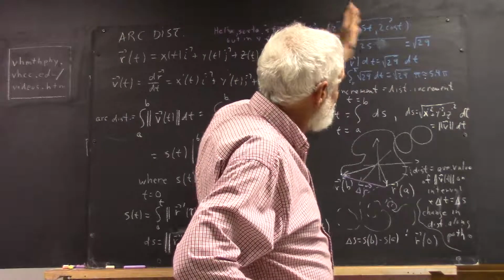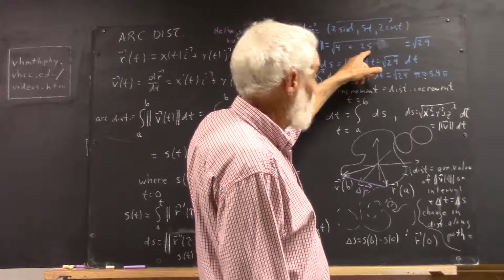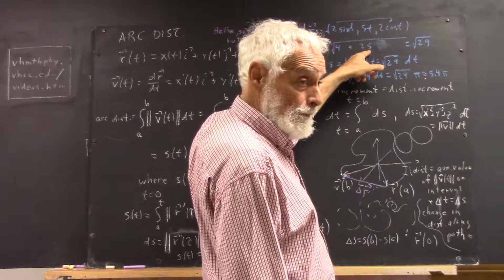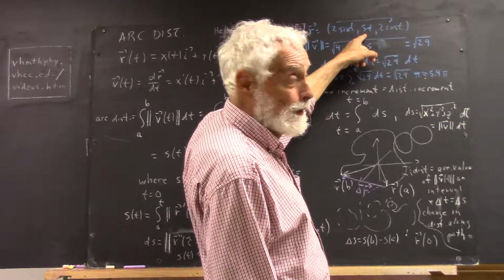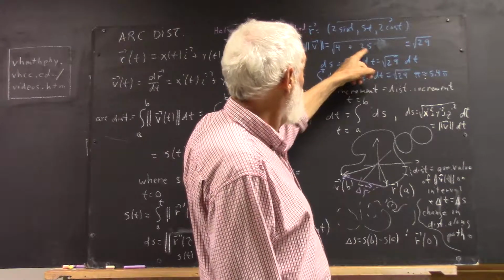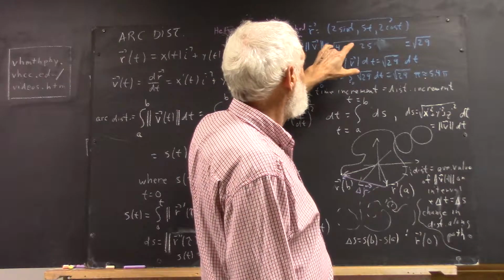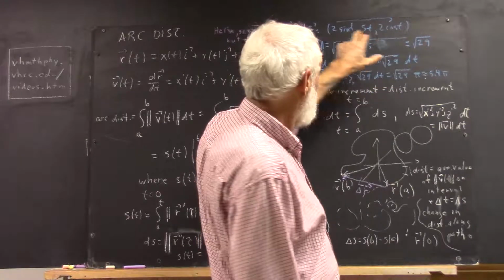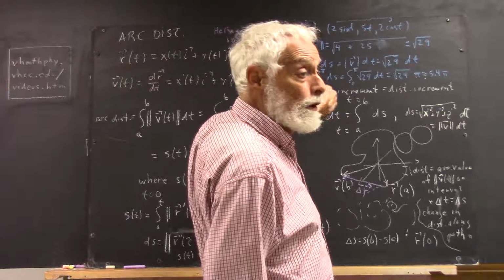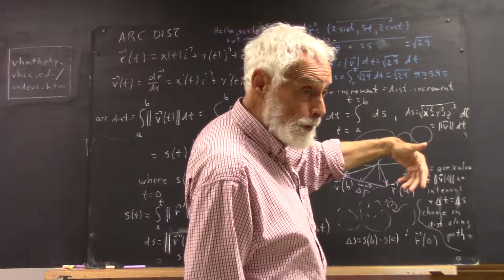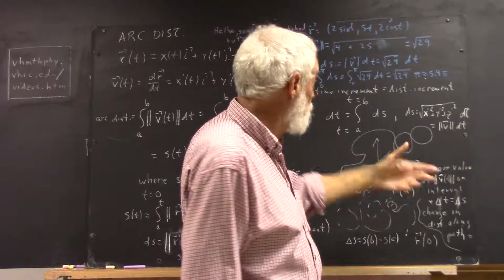Well, you take the magnitude of r prime and you're going to get 4 plus 25. Okay? The 25 comes from the fact that the derivative of this is 5, and when you square that component, you get 25. The 4 comes from the fact that when you square the i and the k components of r prime, you're going to get 4 cosine squared t and 4 sine squared t. Add those up, you get 4 times sine squared plus cosine squared, which is just 4.